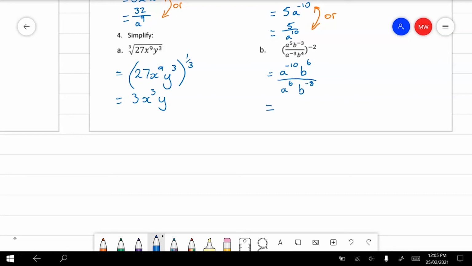We like to get them all up in one row, so we've got a to the minus 10, b to the 6, a to the minus 6, b to the positive 8, and then as we run across the row, we've got minus 10 minus 6, which is minus 16, and we've got b to the 6 plus 8, which is 14. The question doesn't specify that we have to answer in positive index form, so that answer's fine, or we can keep the positive at the top and send the negative down, and everything will be positive. So either answer's fine.